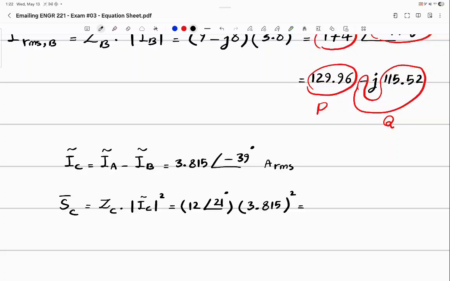And Aaron, which form do I prefer? Looking for reactive, so you want rectangular. Yes. And which part is Q? The complex J. Q is equal to 63 VAR.